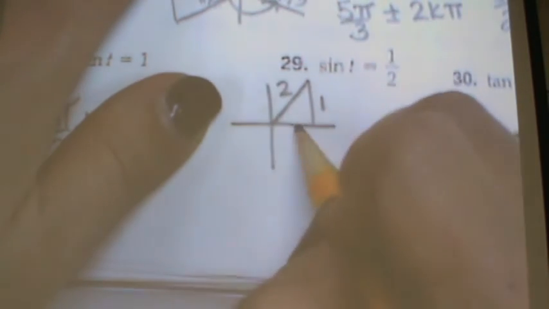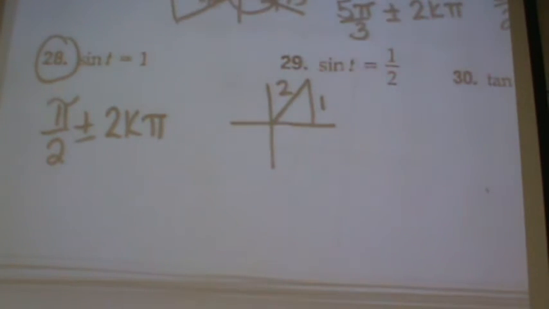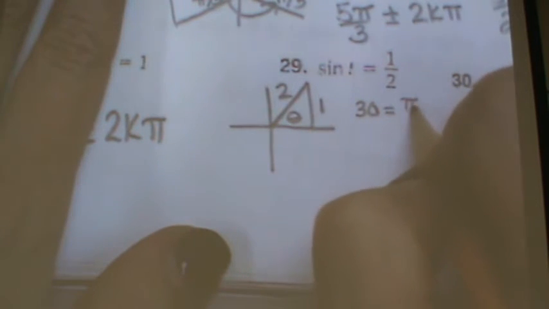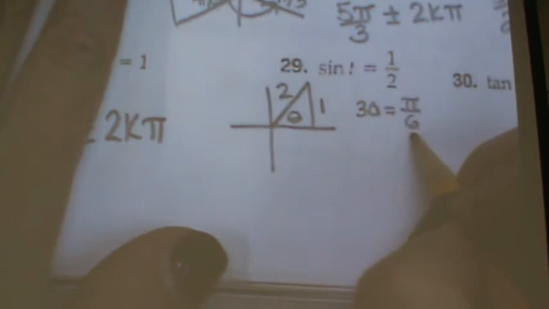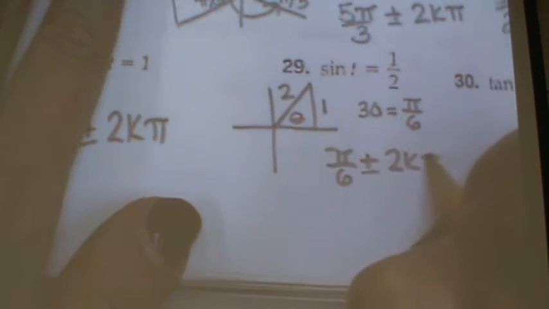Try cosine of 1/2. And thank God it's positive. So we're going to draw a triangle in quadrant 1. We're going to name this 1 and this 2. What angle am I? 30. Yep, pi over 6. So this angle is 30. Okay, because it's positive, that's one of your answers. So pi over 6 plus or minus 2k pi.